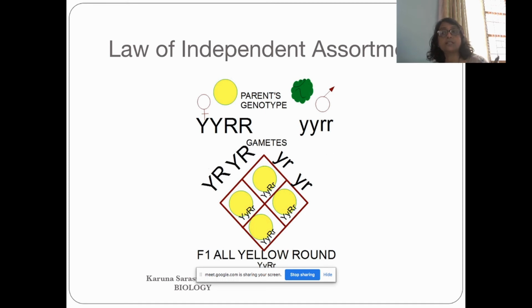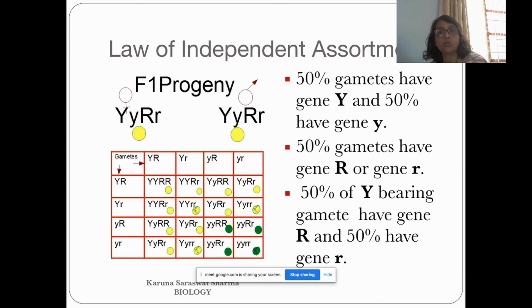The type of gametes that you have in the parent YYRR, that is yellow round, are capital Y capital R and capital Y capital R. The other parent, which is small y small r, the only type of gamete that you see there is small y small r. When there is a fusion of this, as you can see in the Punnett square, you will find capital Y small y capital R small r type of progeny. That means all the progenies are yellow and round.